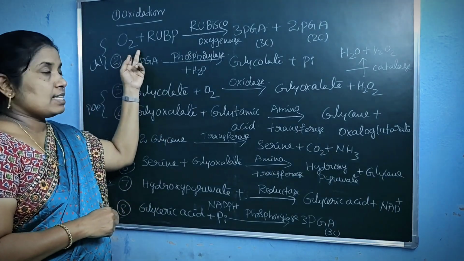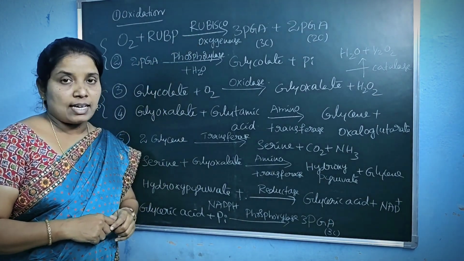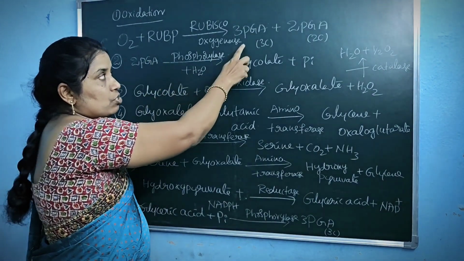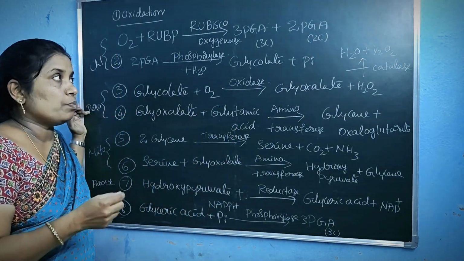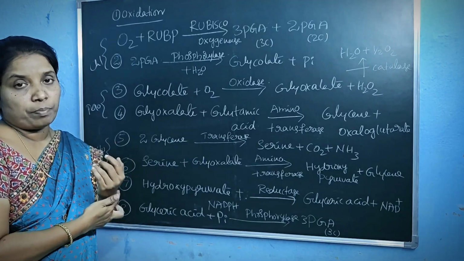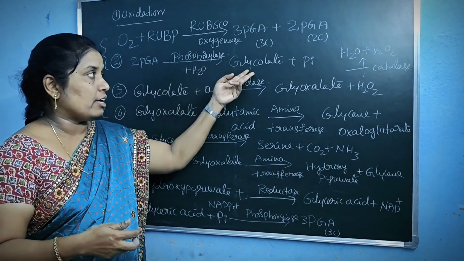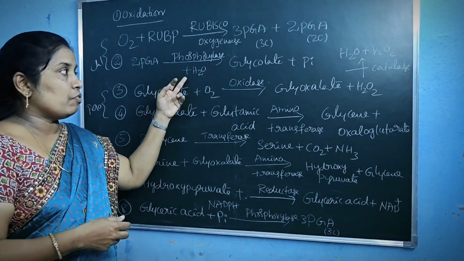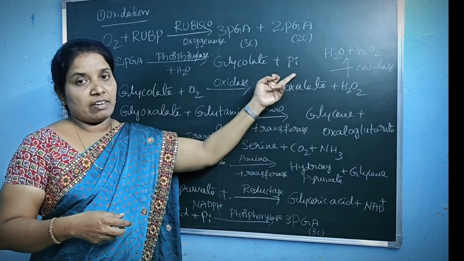There oxygen is added to the RuBP with the help of an enzyme RuBisCO oxygenase. So RuBP converts into 3-PGA and 2-PGA, 3-phosphoglyceric acid and 2-phosphoglyceric acid. The second step also occurs in chloroplast only. There the 2-PGA is converted into glycolate in presence of an enzyme phosphatase. Here one water molecule is added and one inorganic phosphate is given out.